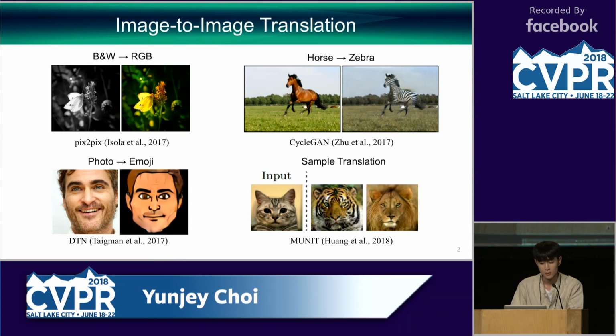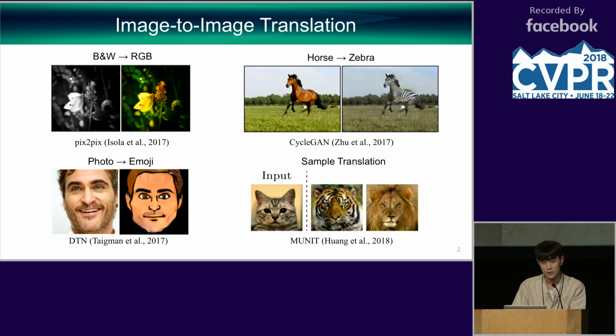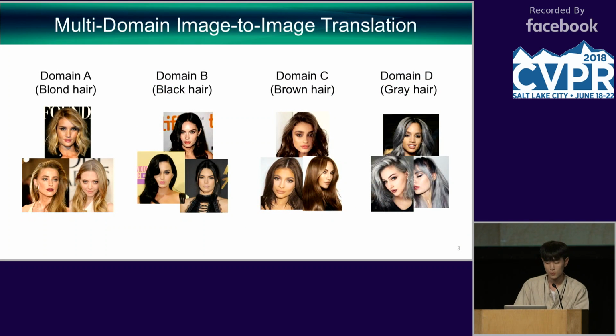This work is about image-to-image translation, which is the task of converting images from the source domain to the target domain. Recently, many image-to-image translation frameworks have been proposed using generative adversarial networks. For example, their models can convert grayscale to RGB images, horse to zebra, photo to emoji, and cat to tiger or lion.